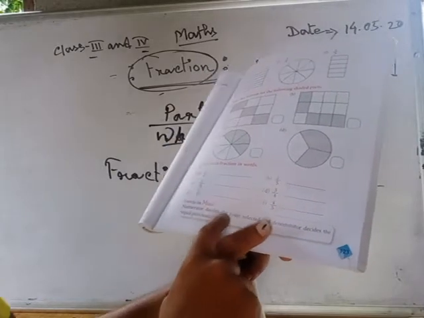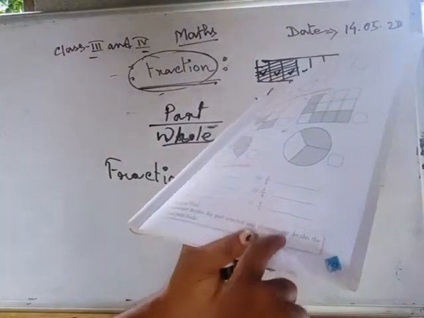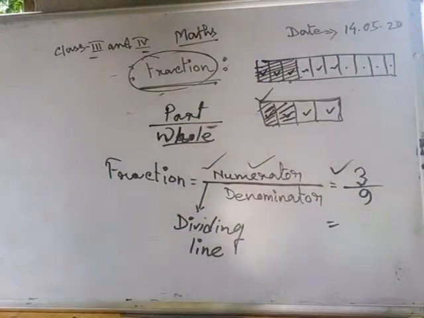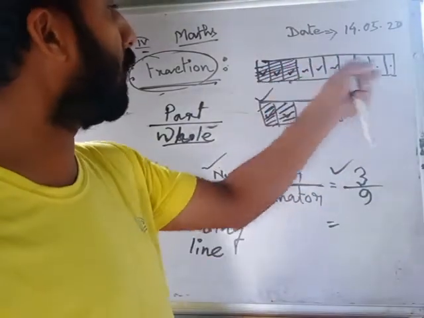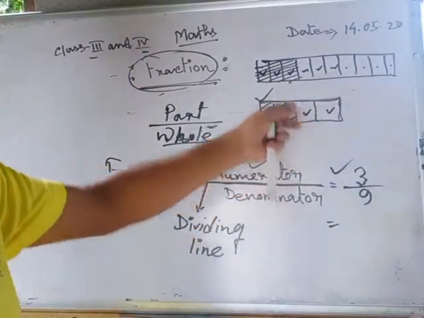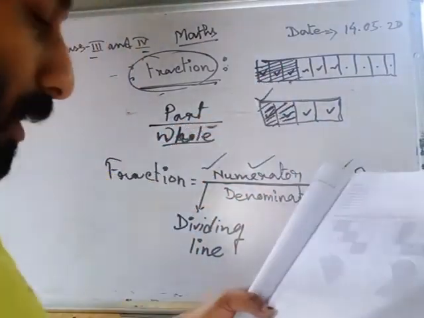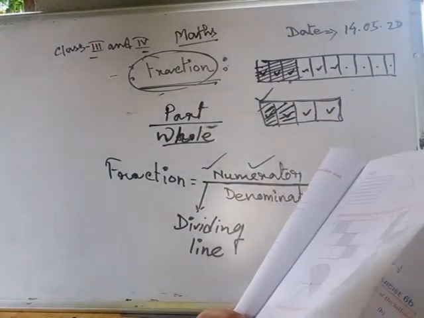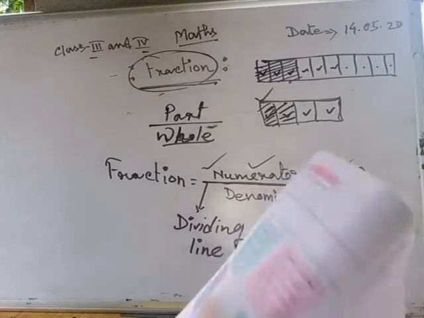The numerator decides the part selected, and the denominator decides the equal parts made. The denominator will be the equal parts. How many equal parts are there in total? We should write that here as the denominator, and the numerator is how many parts are shaded or selected.